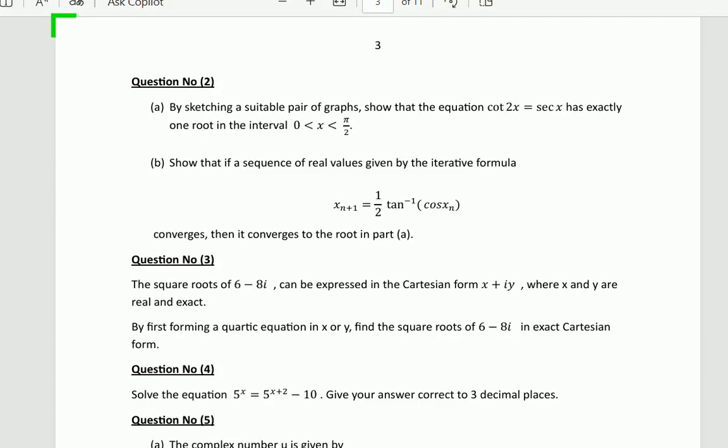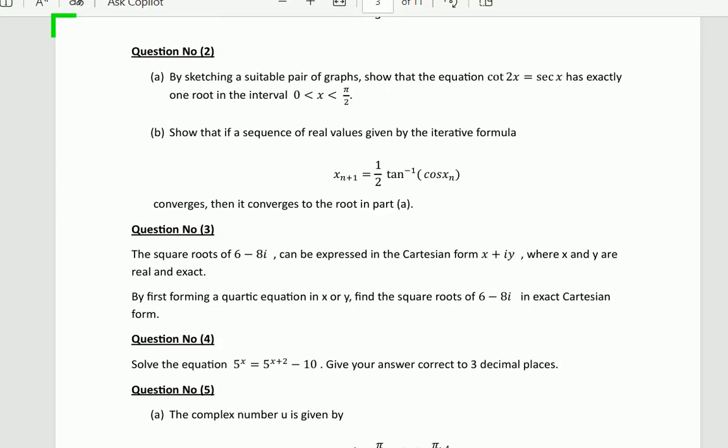Now, question number 2. Part A: by sketching a suitable pair of graphs, show that the equation cot 2x equals secant x has exactly one root in the interval 0 less than x less than pi by 2. Part B: show that if the sequence of real values given by the iterative formula x(n+1) equals 1/2 tan inverse cos xn converges, then it converges to the root in part A.